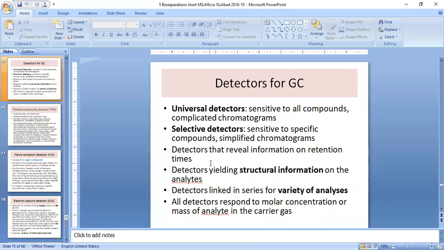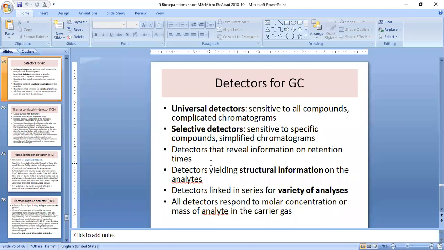Then there are detectors which can reveal information on the retention time or the retention volume. Then there are detectors which can also provide you information about the structure of the molecule. And then there are detectors which are linked in a series.